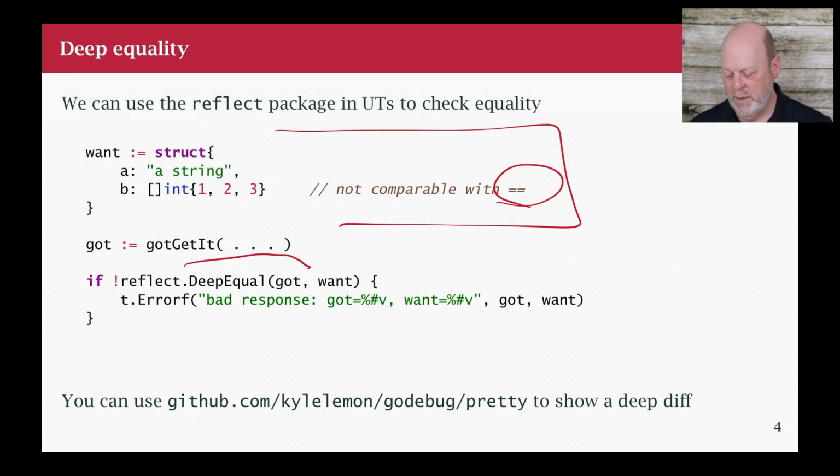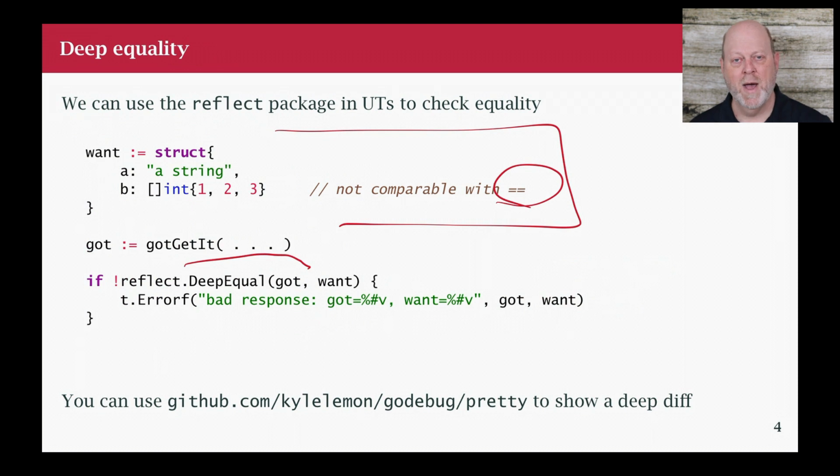Is it actually equal? Is the string the same? Is the byte slice the same? Does it have the same things in it? Now, reflect is also used by the standard library on itself. You're going to see reflection in a lot of places. It's used in JSON decoding, and it's used in printing.